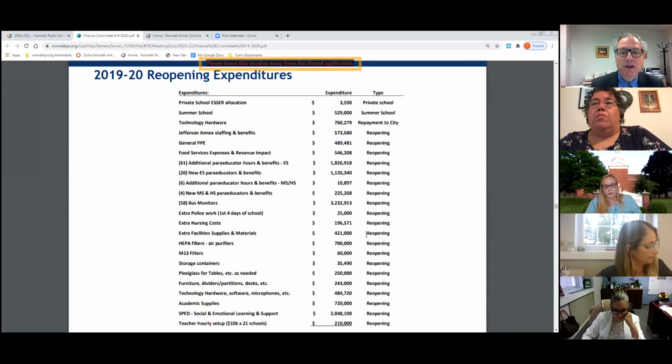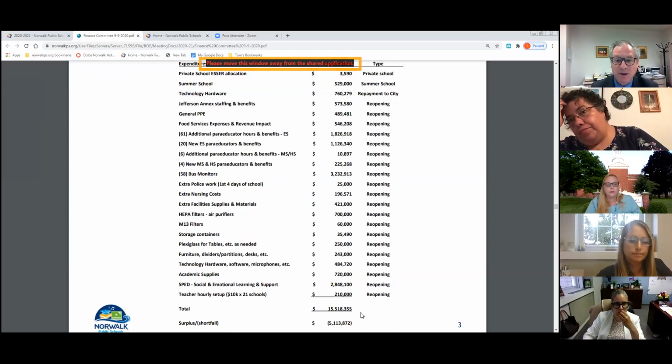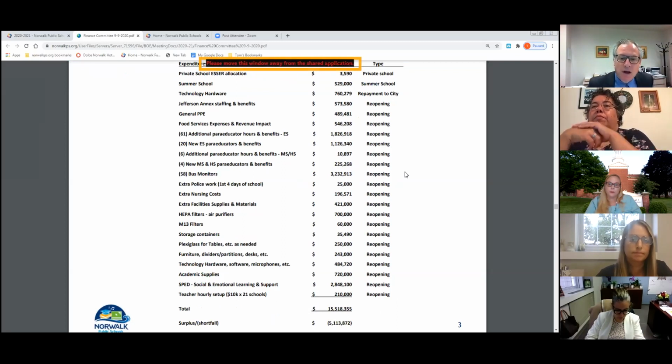So this was, again, the schedule that we presented to the board at the board workshop, showing projected expenditures of $15.5 million, and therefore a tentative shortfall of about $5.1 million. Now, we have been updating the number. One of the numbers that we are working on and hoping to achieve some savings in is the area of the bus monitors, and the $3.2 million estimate there was based on 58 bus monitors.